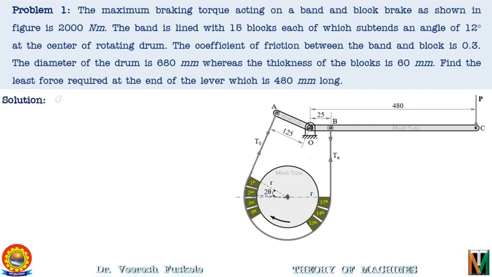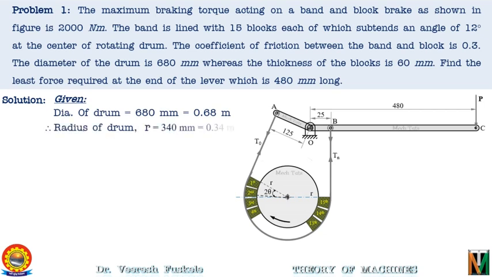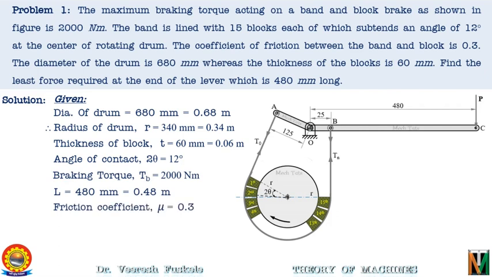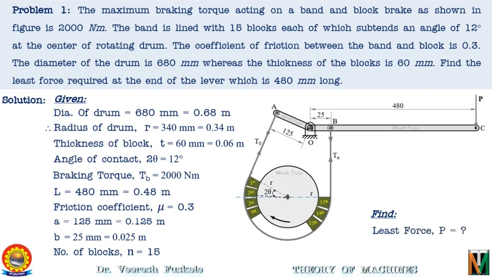So the given parameters are: diameter of the drum is 680 millimeter, that is 0.68 meter. Therefore the radius of the drum will be 0.34 meter. Thickness of the block t is equal to 0.06 meter. Angle of contact 2 theta is 12 degrees. Braking torque is given as 2000 Newton meter. The length L is given as 0.48 meter. Friction coefficient mu is 0.3. Distance a is taken as 0.125 meter and b as 0.025 meter. And the number of blocks are 15. And we have to find the least force P.